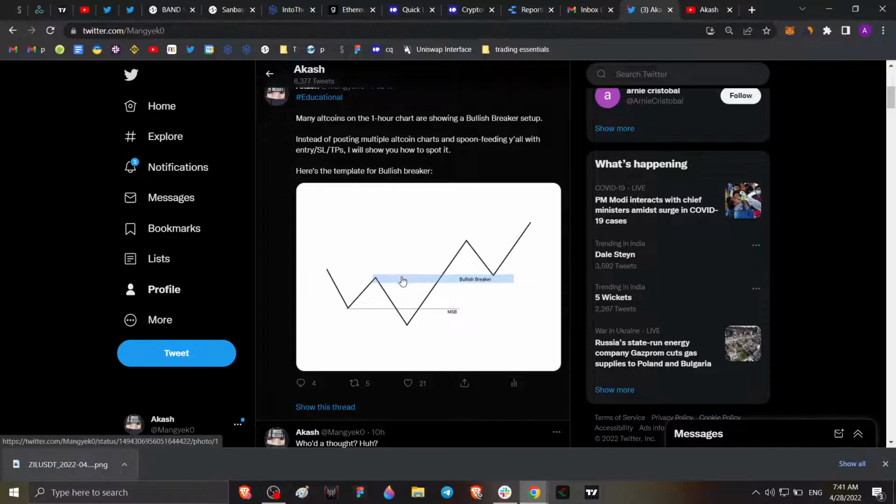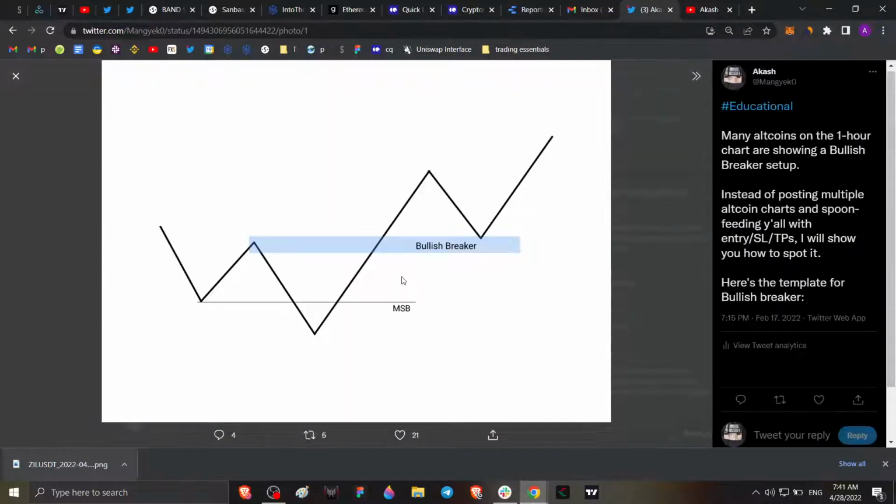So let me just explain what a bullish breaker is, right? So in a very general sense, a breaker is when a demand zone or a supply zone gets flipped into a breaker. So basically when you see a resistance level that is broken, it becomes a support level, and support level becomes a resistance level, right? So in that sense, a breaker is exactly like that, a flipped or a broken supply and demand zone.